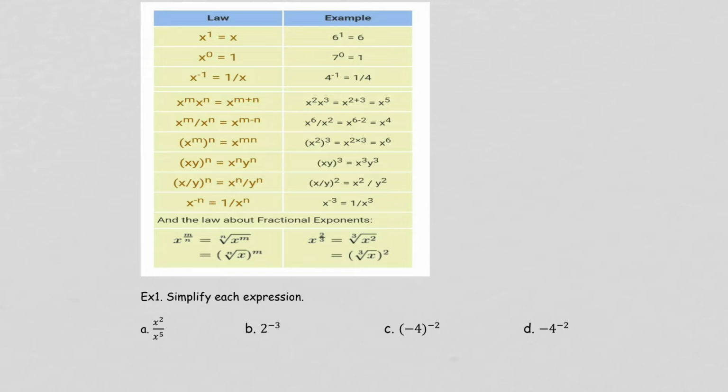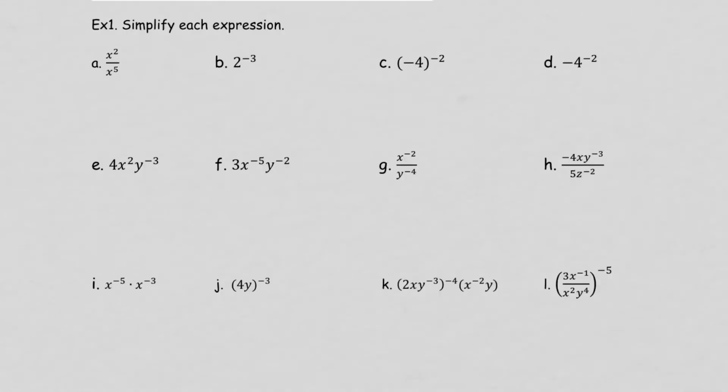Let's look at some examples. This example is just making sure we know how to use the negative exponents with other rules that we learned from previous sections. Let's look at example A. If we have x squared on the numerator, x to the fifth on the denominator, remember we can bring it up to the numerator and subtract the exponents. This is going to give you x to the negative third power.